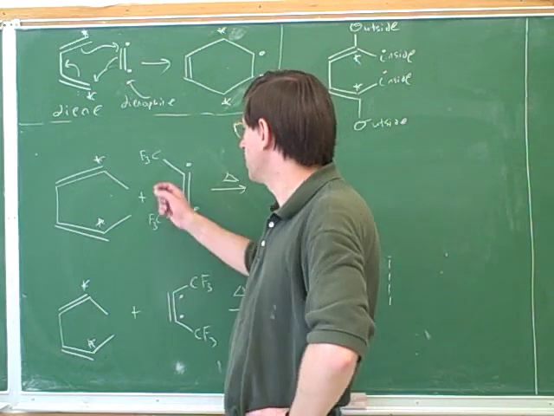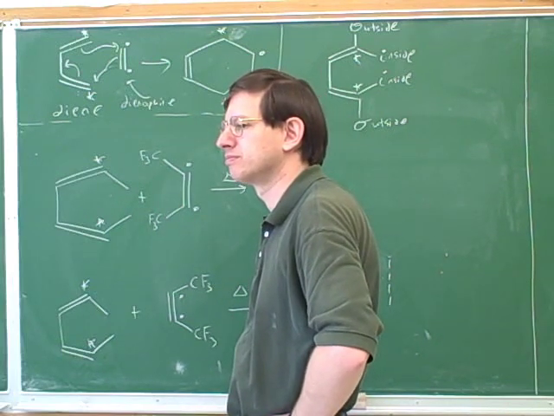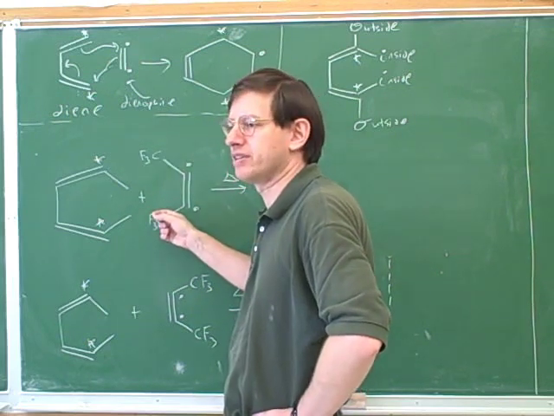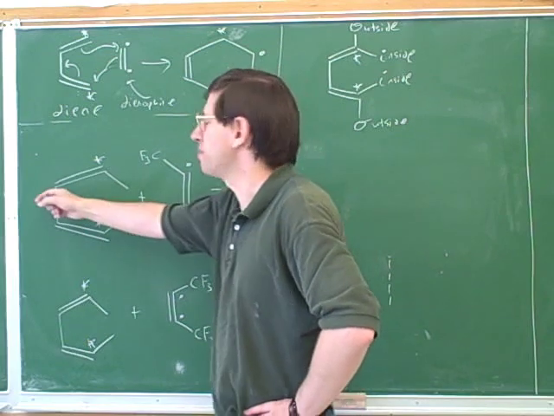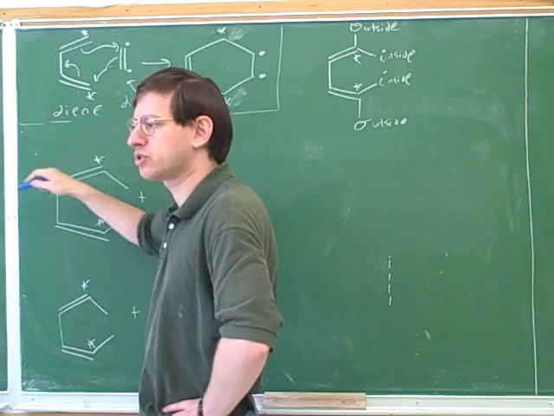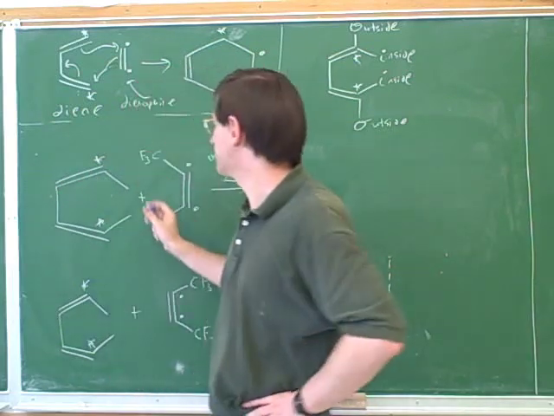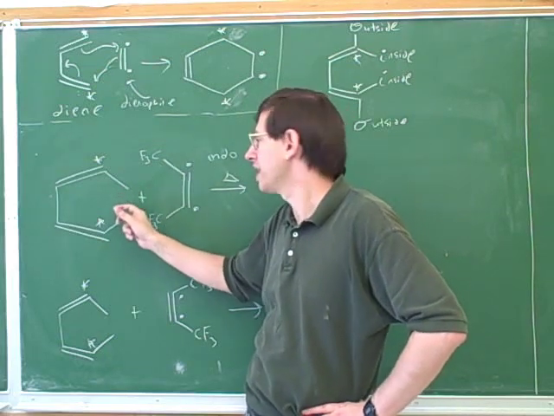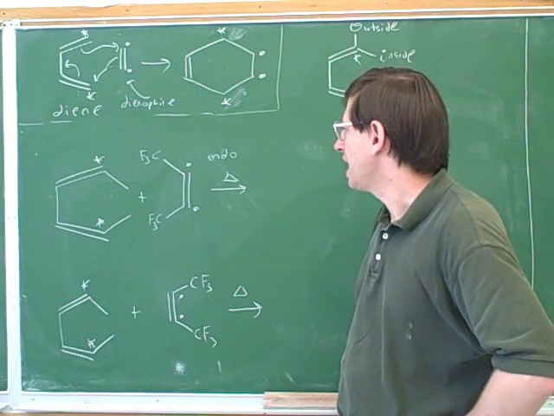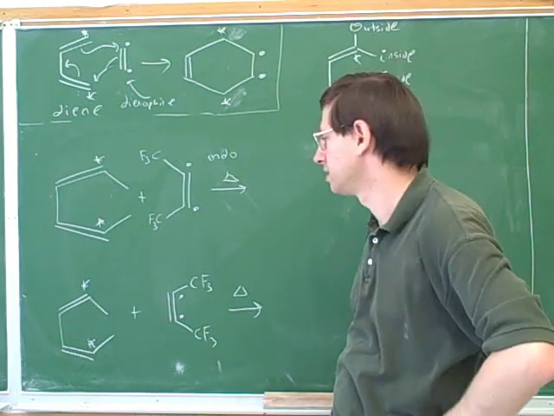Now, let's see. Would we call this one the endo approach or the exo approach? Exo. Now, do these substituents look like they're pointing into the diene or out of the diene? Into. Here's the back of the diene over here. So pointing into the diene is pointing in this direction, towards the back of the diene. So this picture would be the endo approach, because these substituents are pointing into the diene; endo stands for into. Endo is when the dienophile substituents are pointing into the diene.